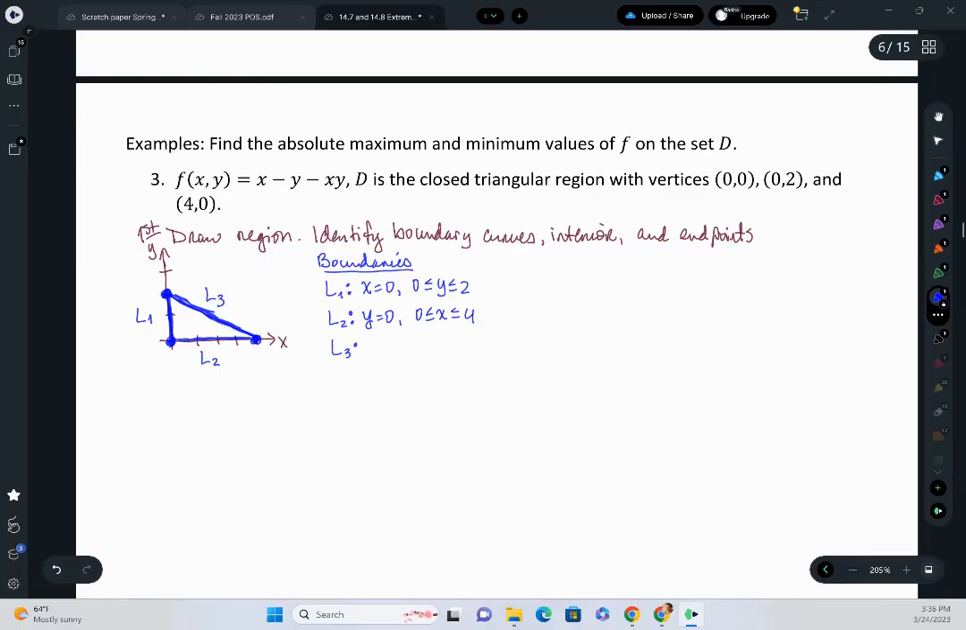L3 is not horizontal or vertical, right? It's a slanted line, and it looks like it has a slope of -2 over +4, which is -1/2. So y is equal to -1/2 x, and then the y-intercept value is going to be 2, so +2. And this equation is true just for the x values between 0 and 4.